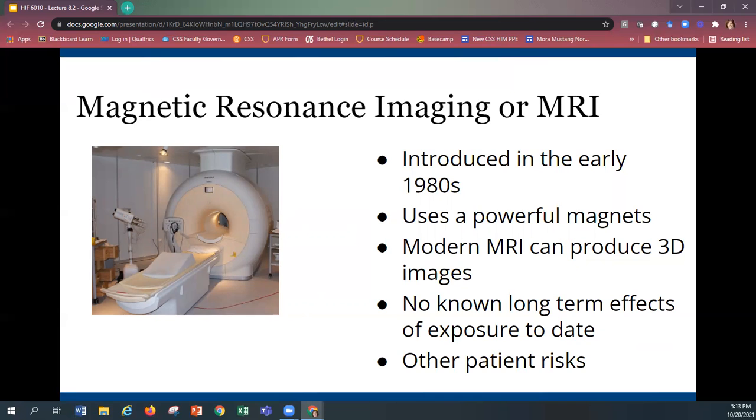In contrast to methods such as radiography that expose a patient to potentially harmful X-rays, there are no known long-term effects of exposure to date. However, other patient risks associated with the test, including tissue heating and the presence of implanted devices, must be considered in the use of this technology.